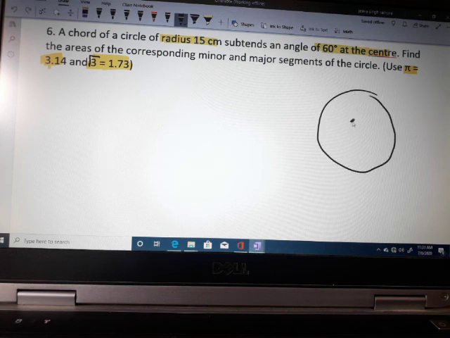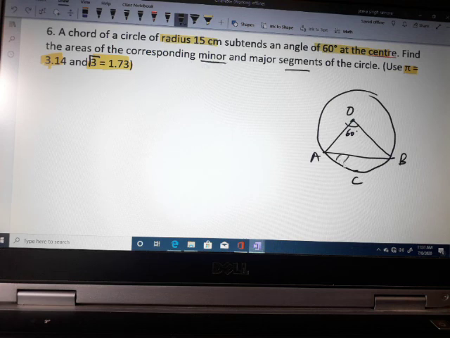This is a circle, this is the angle, this was theta 60 degrees. This is AB, the chord, having center O. This is C. You have to just find out the area of the minor segment. How will you find the area of the minor segment? First you have to find the area of this sector OACB. Then you have to subtract the area of this triangle. This was the radius given, 15 centimeter.